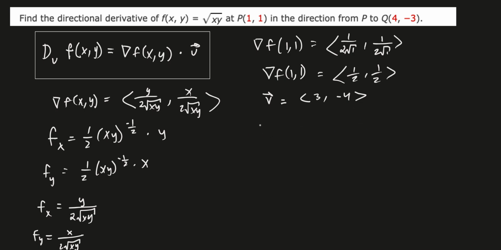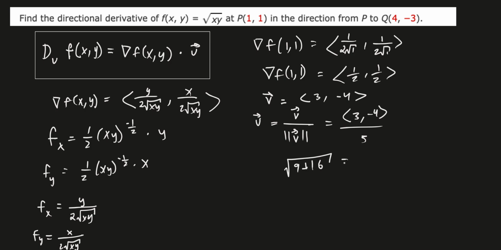And then what we want to do is find u, because we only care about the direction, not the magnitude. We can take our vector v and divide it by its magnitude. Our vector v is 3, negative 4. The magnitude of our vector v is, I think it's 9. I might be wrong. It's not 9, it's 5. So it's the square root of 9 plus 16, which is 5.